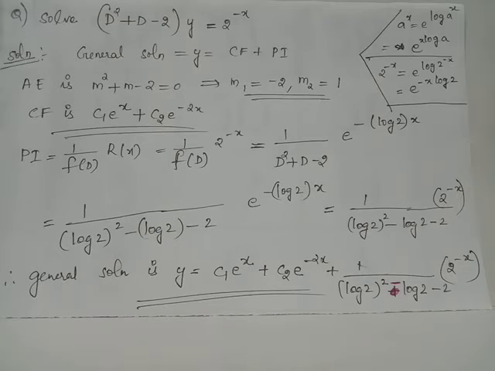Differential equation (D² + D − 2) y = 2^(−x). Here capital D is the differential operator, where D = d/dx. Since we have a non-homogeneous differential equation, the general solution will consist of two parts: the complementary function as well as the particular integral. The complementary function can be calculated using the auxiliary equation.